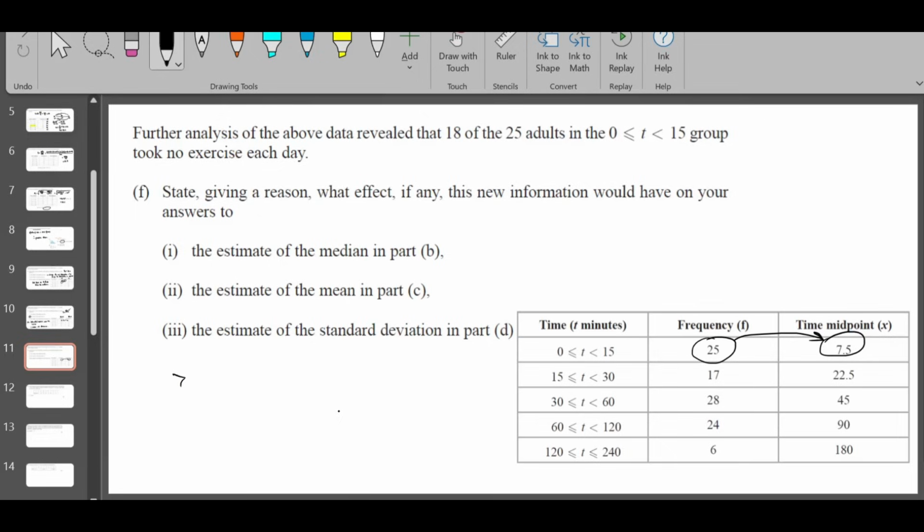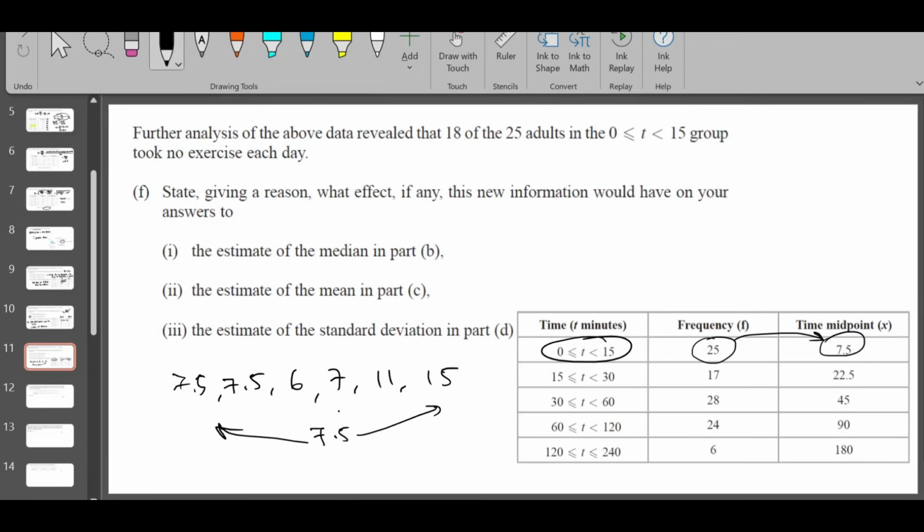maybe some of them 7.5, maybe some of them 6, 7, 11. It should be 0 to 15, right? The spread from the midpoint will be such that all the points are closer to 7.5.